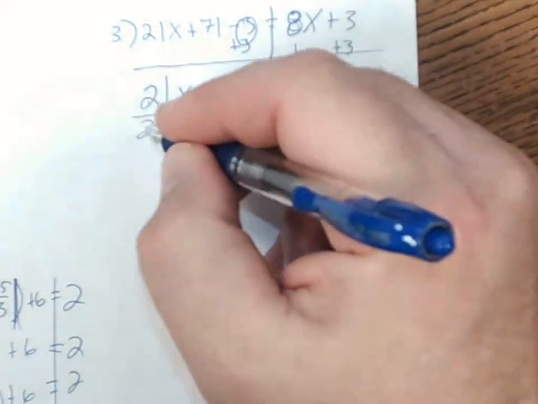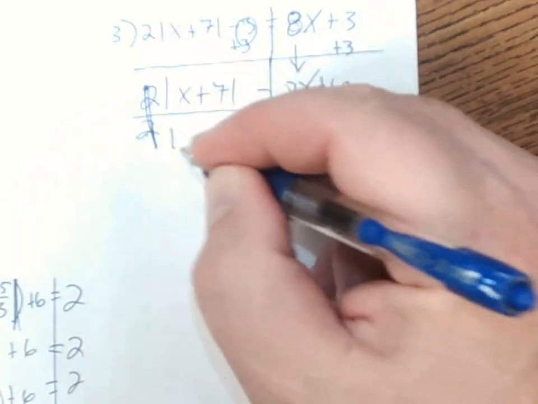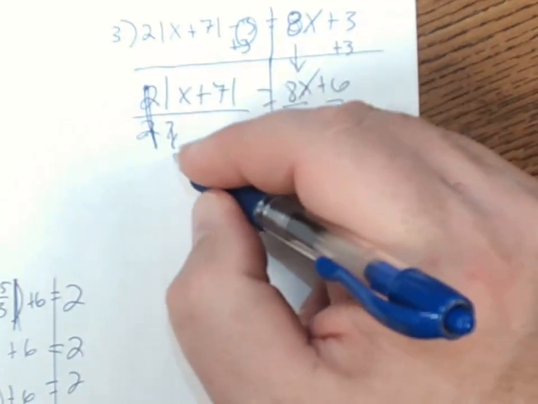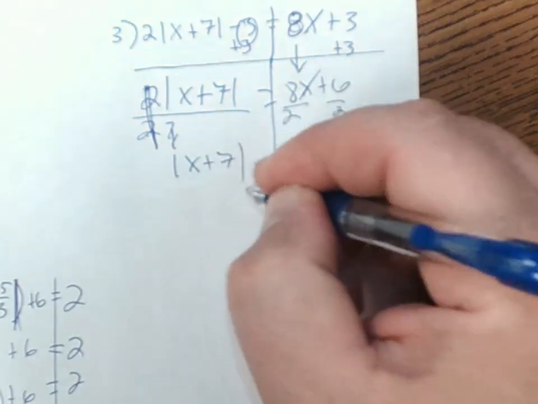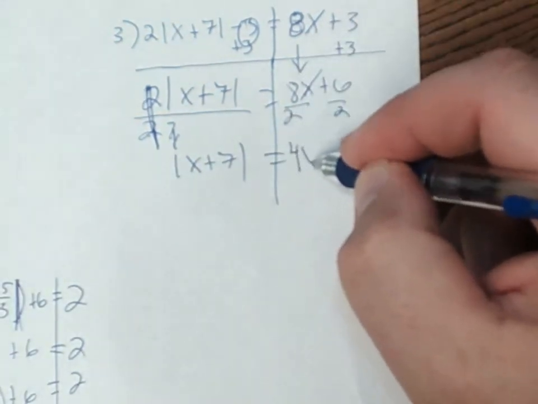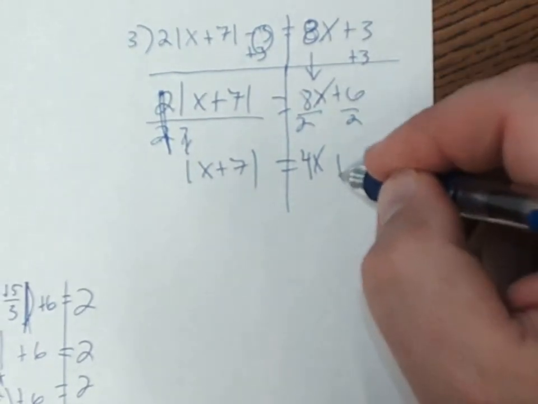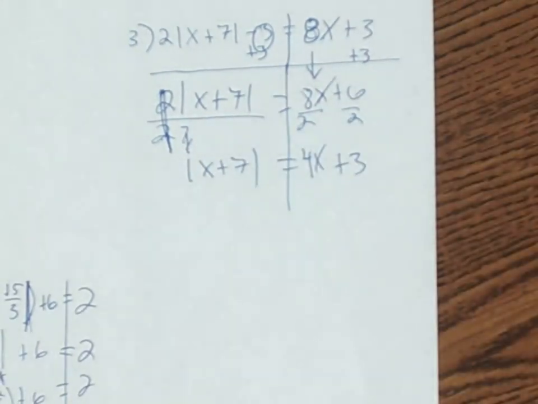Speaking of simplifying, 2 divided by 2 is 1. 1 times the absolute value of x plus 7 is the absolute value of x plus 7. So we got that by itself. Over here, 8 divided by 2 is 4, so 8x divided by 2 would be 4x. And then 6 divided by 2 is 3, so we get 4x plus 3.